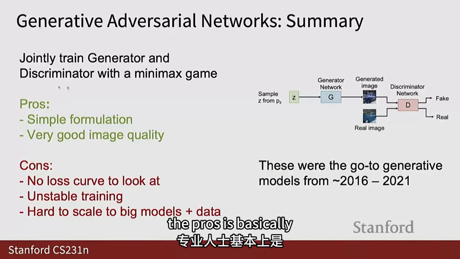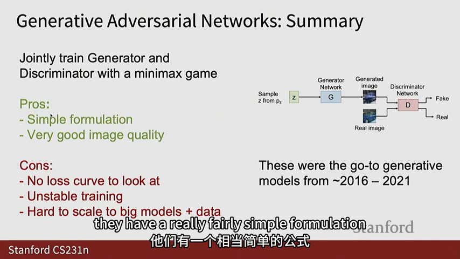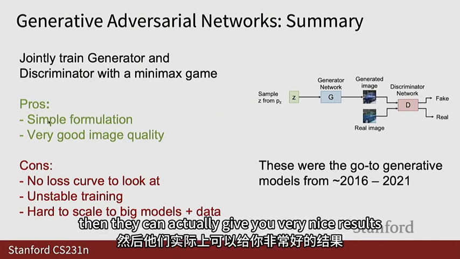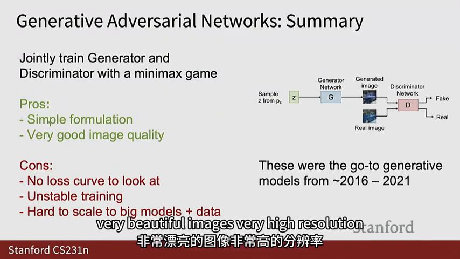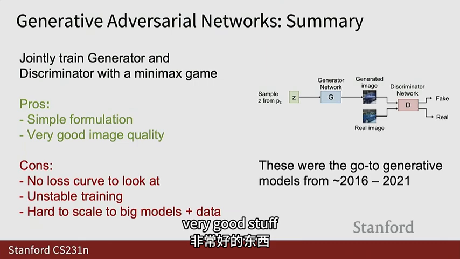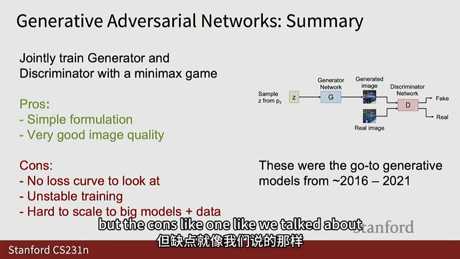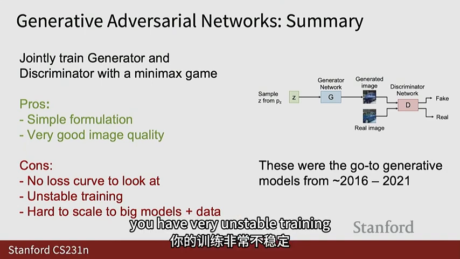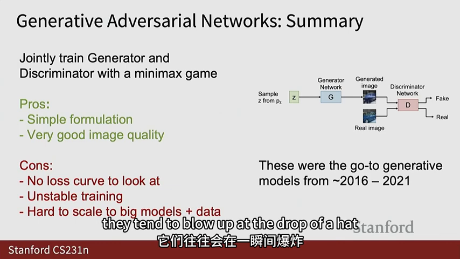So I used to talk a lot more about generative adversarial networks. The pro is basically that they have a fairly simple formulation. And if you tune them right, like we saw with StyleGAN 3, then they can actually give you very nice results. Very beautiful images, very high resolution, very good stuff. But the cons, like we talked about, are that they're fairly unstable to train. You have no loss curve to look at. You have very unstable training.